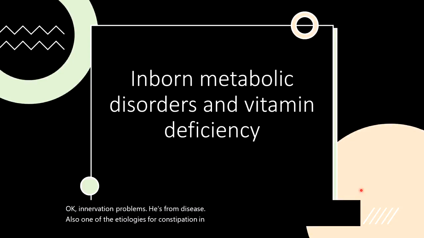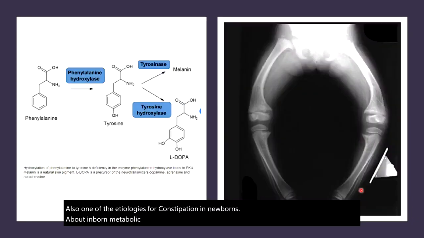About inborn metabolic disorders and vitamin B deficiency, we talked about phenylketonuria, mainly a problem of an enzyme called phenylalanine hydroxylase, responsible for transforming phenylalanine into tyrosine. And remember, tyrosine is the product from where we're going to form melanin and L-DOPA, the precursor for almost all neurotransmitters.